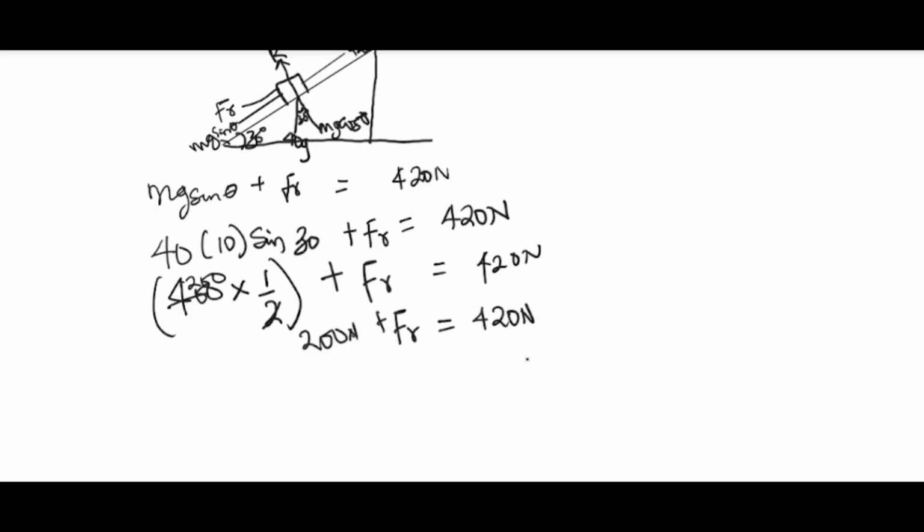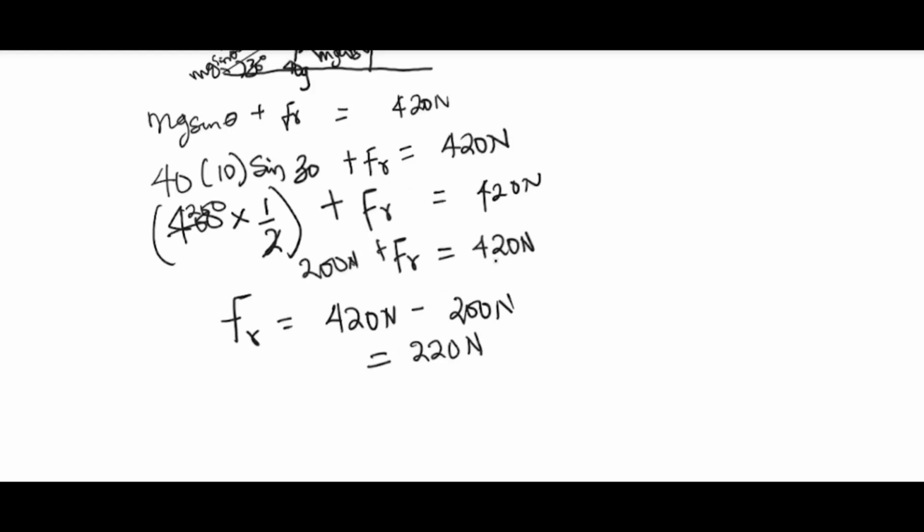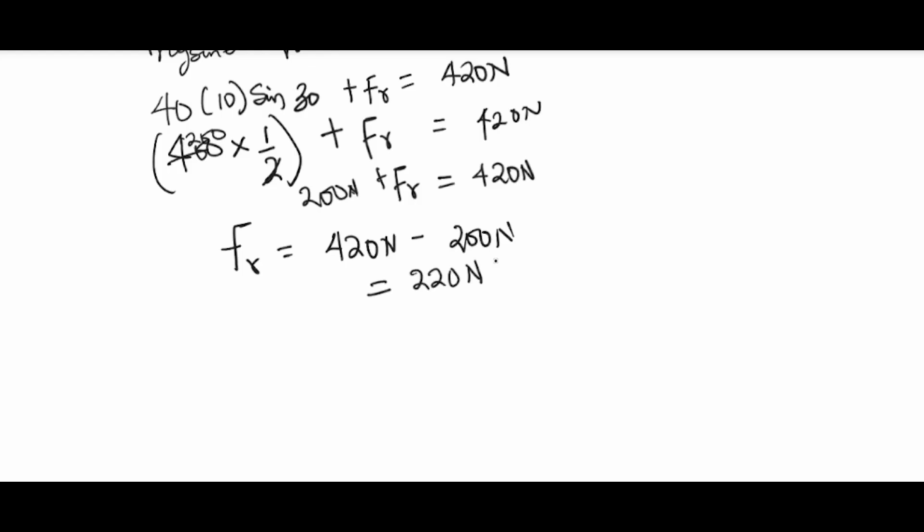So if we collect like terms, since we are looking for frictional force, we will have 420 Newton minus 200 Newton, and that will give us 220 Newton. So we need a frictional force of 220 Newton to team up with mg sine theta so as to maintain equilibrium with what? The pull. All right. So the next question here says that we should find the coefficient of friction, which is mu.